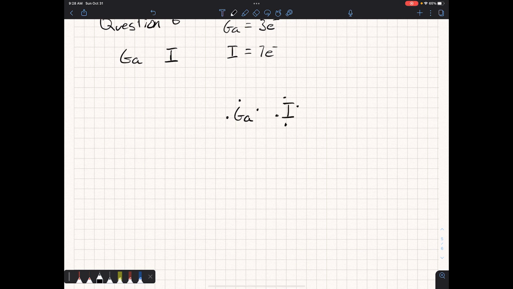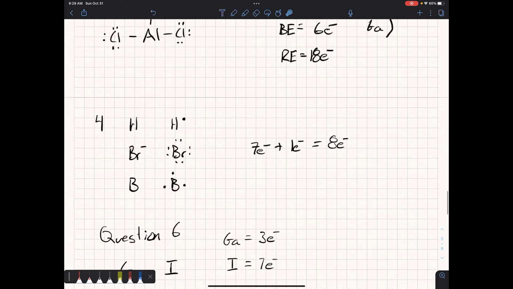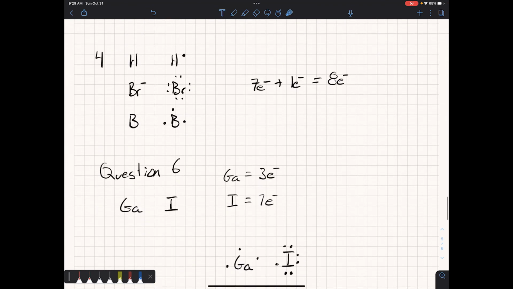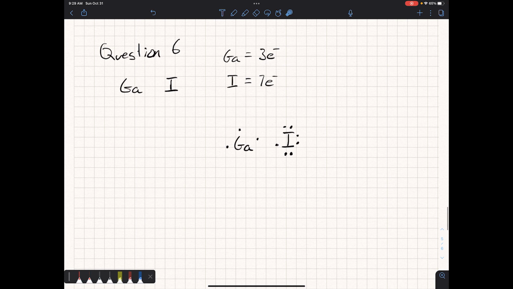So if we write these out singly first and then doubly, what you should notice is that this single electron and this single electron, if they formed a bond, then iodine could have all of its valence electrons. The other thing to note is that gallium is one of our special elements that I mentioned up here before. Boron, aluminum, gallium. It only needs 6 electrons. So we can say, okay, well, how many iodines are going to bond with gallium? Well, gallium's got 3 electrons, and it wants to give away those 3 electrons because it's a metal.